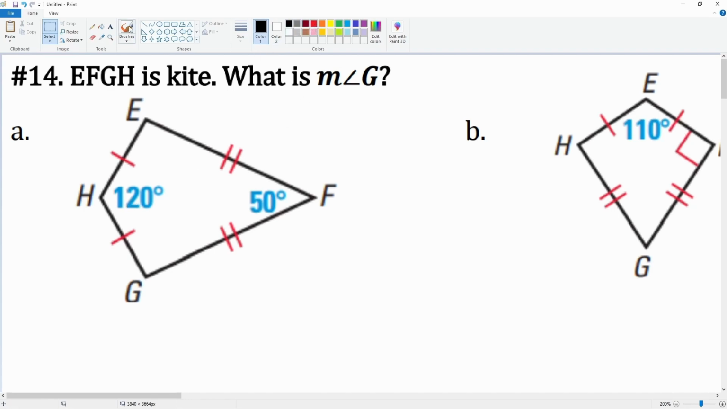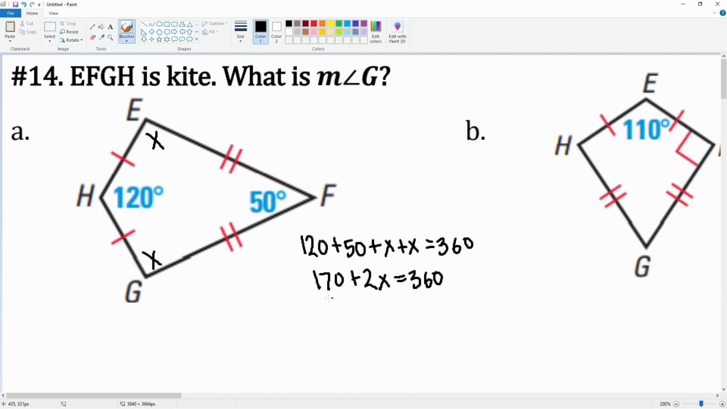We also know that the two inside angles are unknown, x and x, and these two are the same because of the property of the kite. So we can set up the equation 120 plus 50 plus 2x has to be equal to 360. That's the total of the angles inside a kite. So this becomes 170 plus 2x after we combine like terms. We subtract 170 from both sides.